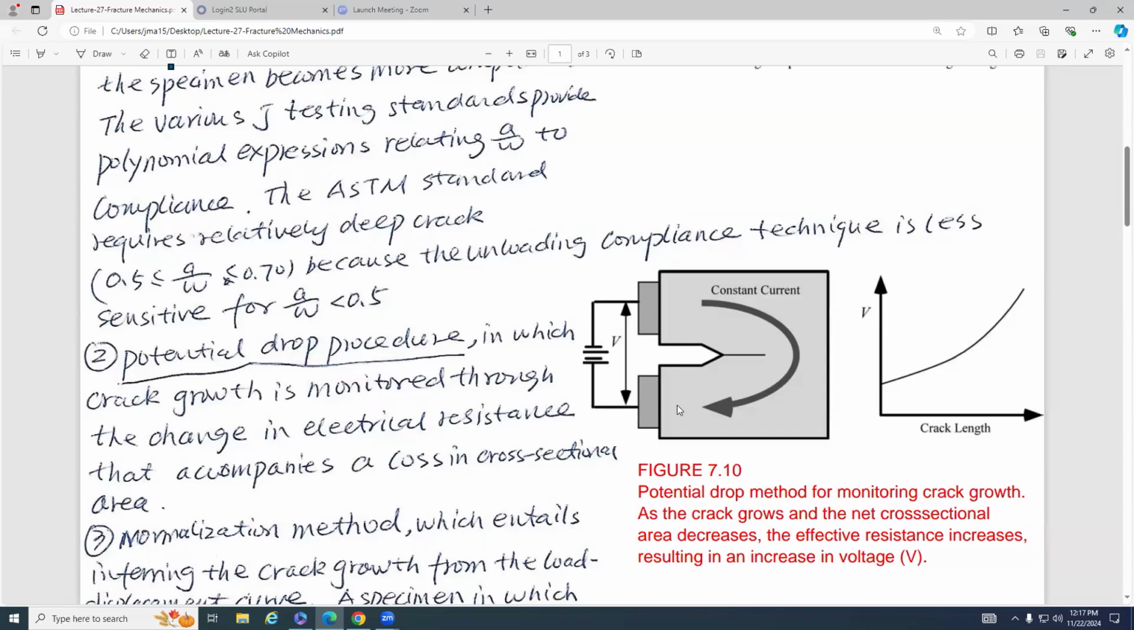However, if you are designing, building and testing this one by yourself, you need to do the calibration. Doing the calibration means that you need to generate a data sheet that relates the voltage drop to the crack growth. Understand? But if you buy this from a vendor commercially, you can just get the data sheet and save a lot of time, but you need to pay more money, right? You understand, guys? So this is our second technique.